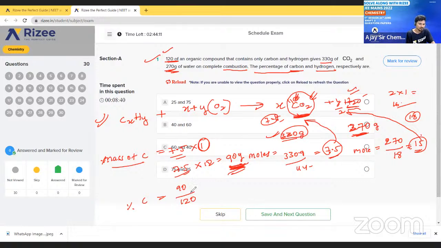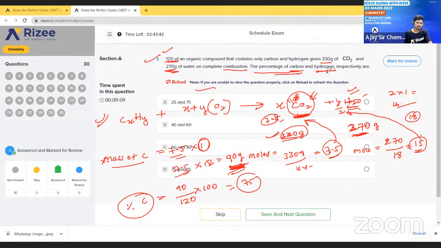So 90 by 120, and here we are doing percentage now, that's why we have to multiply by 100. So how much will we get? Simple, do the calculation. We will get 75. So 75 percentage of the carbon is present in this combustion reaction. Is it clear? So let us find the percentage of the hydrogen.